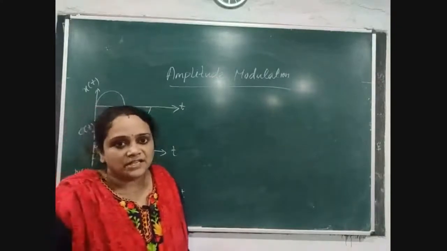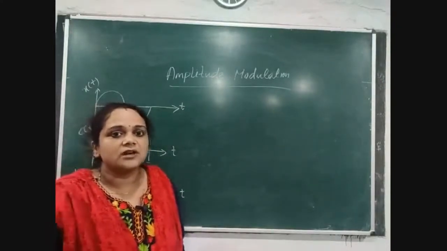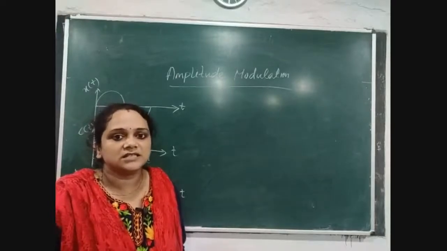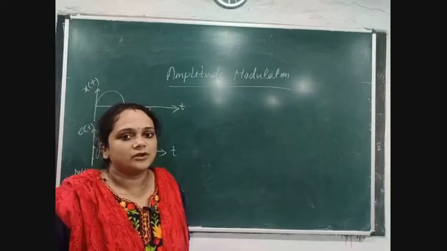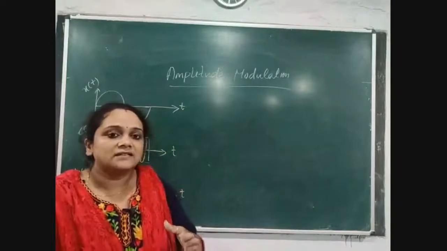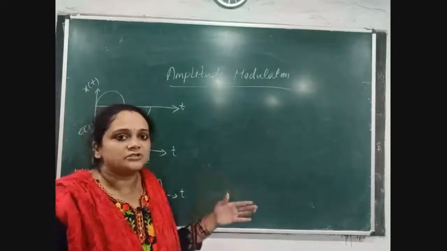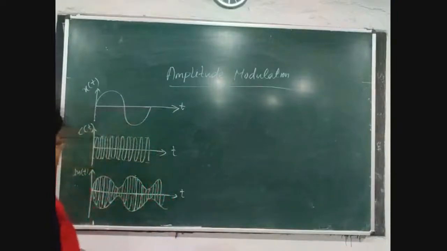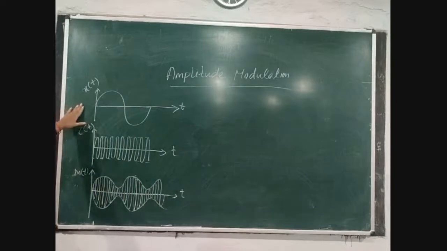Amplitude modulation is the process in which the amplitude of the carrier signal changes according to the amplitude of the modulating signal. As we know, any type of modulation technique involves three waveforms. The first is the modulating signal, the second is the carrier signal, and the third is the modulated signal. The modulating signal is denoted as x of t, the carrier signal as c of t, and the modulated signal as m of t.